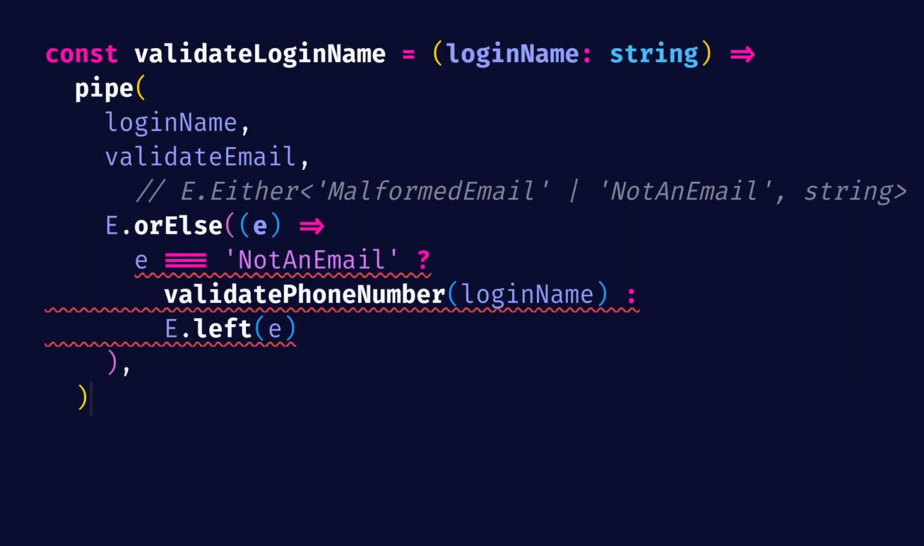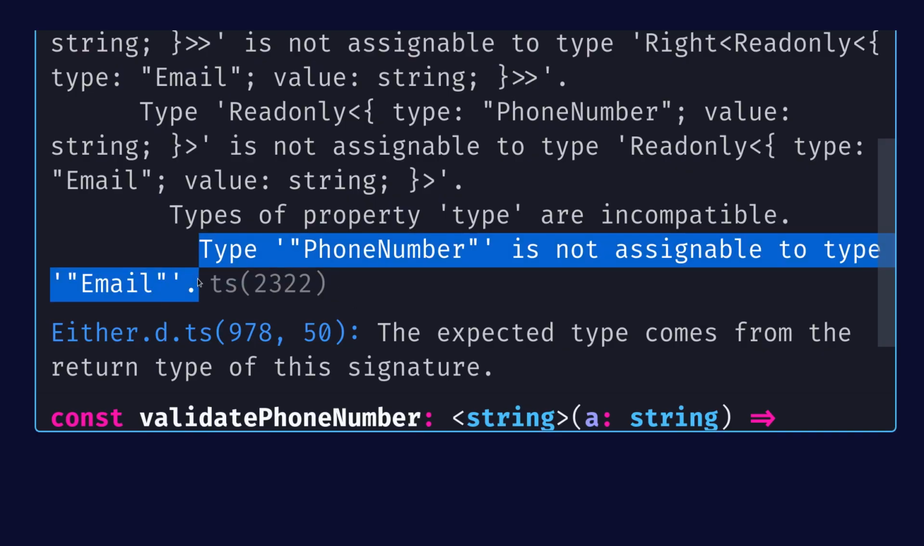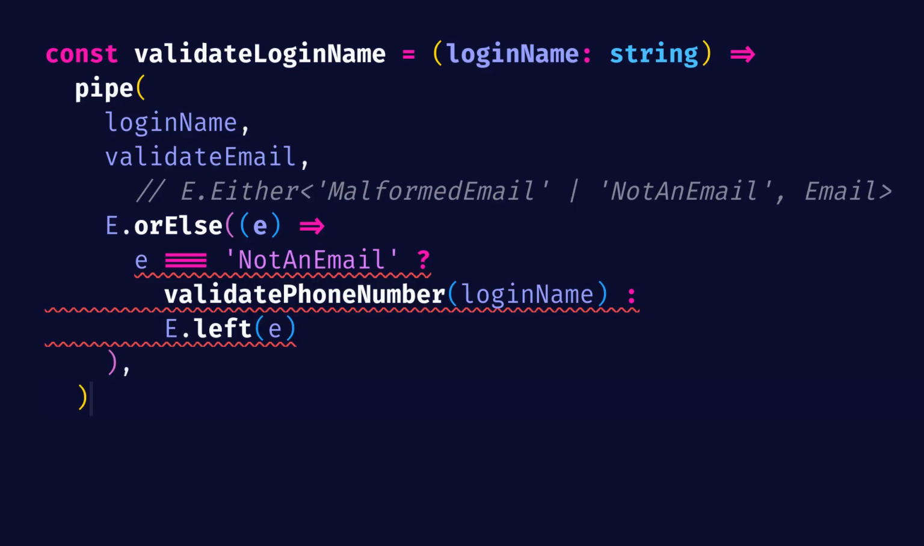Returning back to validateLoginName, we now get an email object from validateEmail. And notice that we have a TypeScript error. Type phone number is not assignable to type email. This is because the either returned by orElse should have a right value with the same type as the original either. But in this case, the type of the right value has diverged since it is a phone number object rather than an email object.